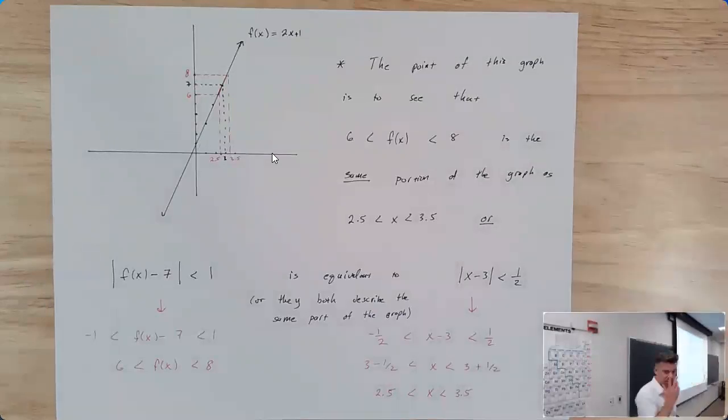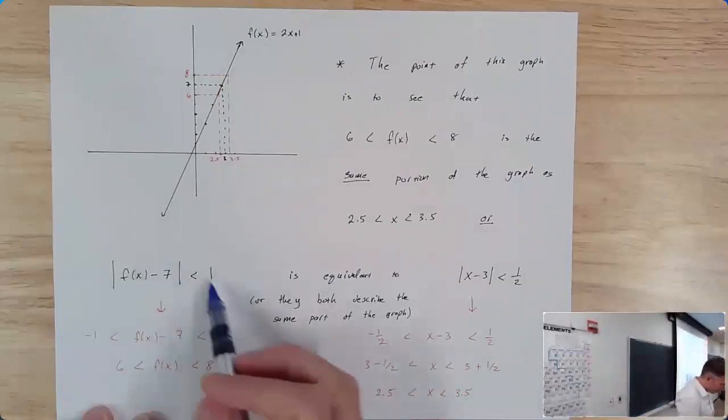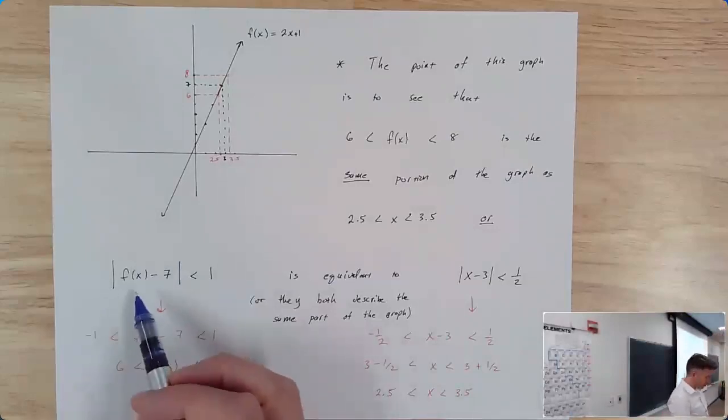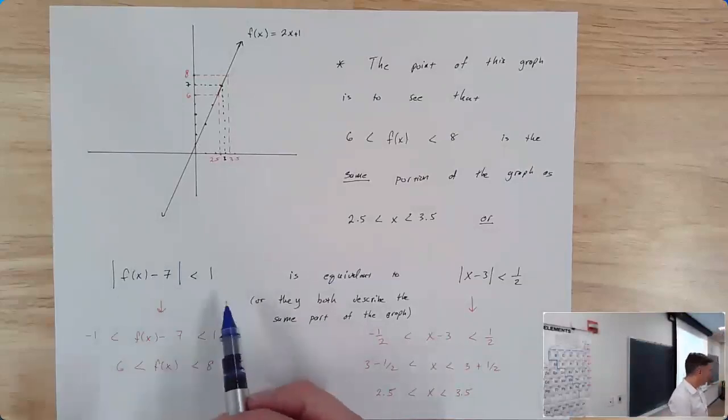All right, so let's go ahead and remind ourselves what we talked about last time. And it was not too terrible. Last time we were saying that if you have a function, in this example the function is 2x plus 1, you try to find the portion of the function for which the difference between the function and 7 is less than 1.